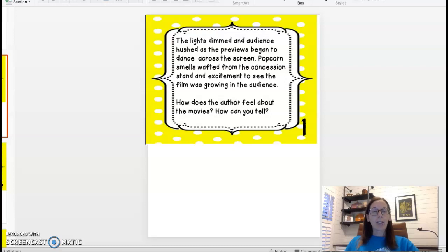How does the author feel about the movies, and how can you tell? I can tell that the author loves to go to the movies. The lights are dimming, the audience is becoming quiet, the author is smelling the popcorn, and the word excitement makes me know that the author loves to go to the movies. So just by them describing the movies and describing it as though the person is happy and excited, I can tell that they like to go there.